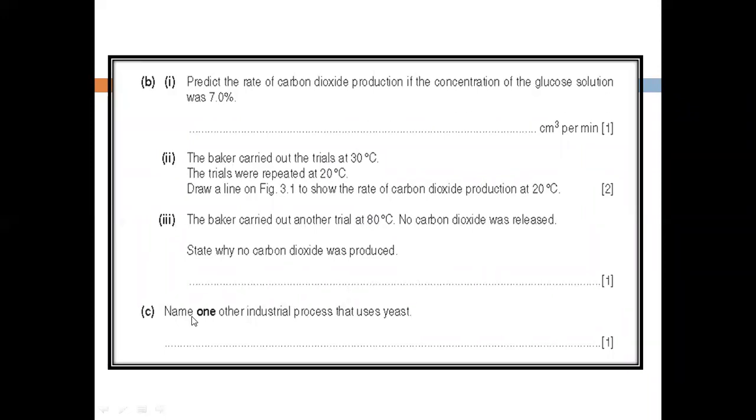Okay. Name one other industrial process that uses yeast. Yeast can be used in different processes, for example biofuel production and ethanol production. All these are uses of yeast. We can also convert yeast to yeast extract, or genetically modified yeast. All these are industrial processes using yeast. They also produce genetically modified yeast for different purposes.